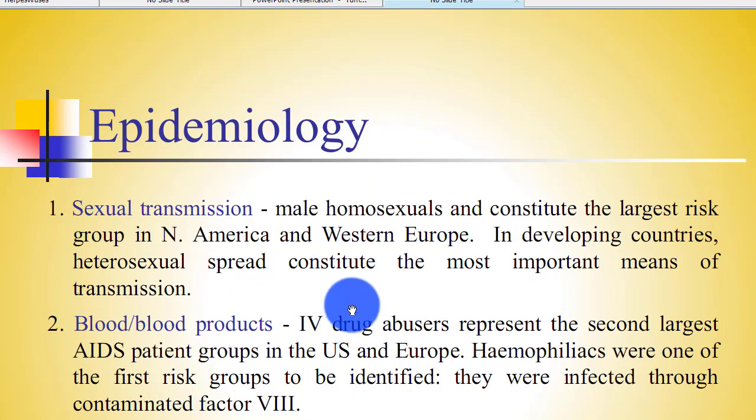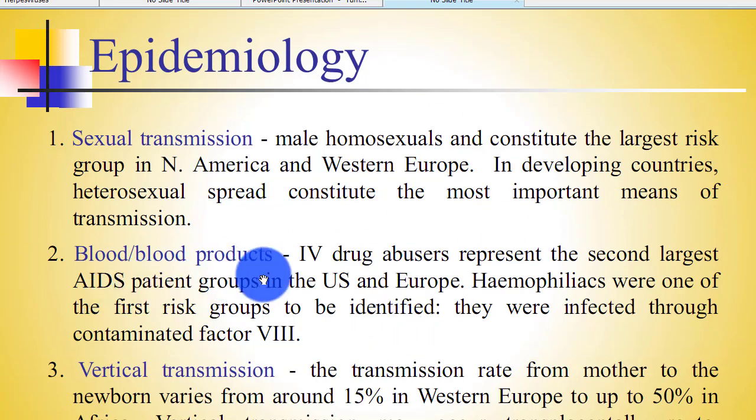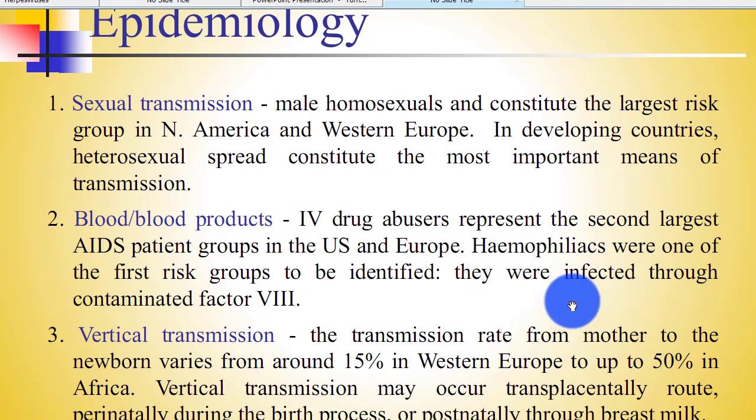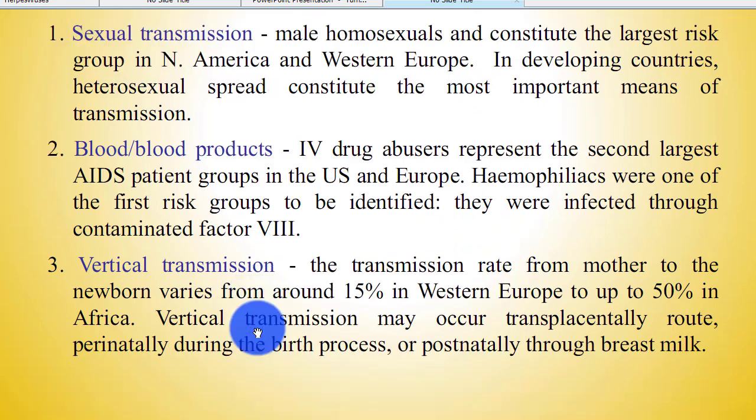Epidemiology. Sexual transmission: male homosexuals constitute the largest risk group in North America and Western Europe. In developing countries, heterosexual spread constitutes the most important means of transmission. Blood and blood products: IV drug abusers represent the second largest AIDS patient group in the US and Europe. Hemophiliacs were one of the first risk groups to be identified. They were infected through contaminated factor 8.